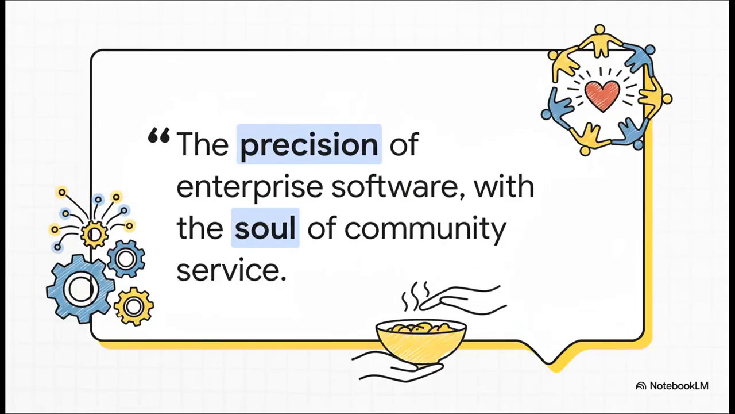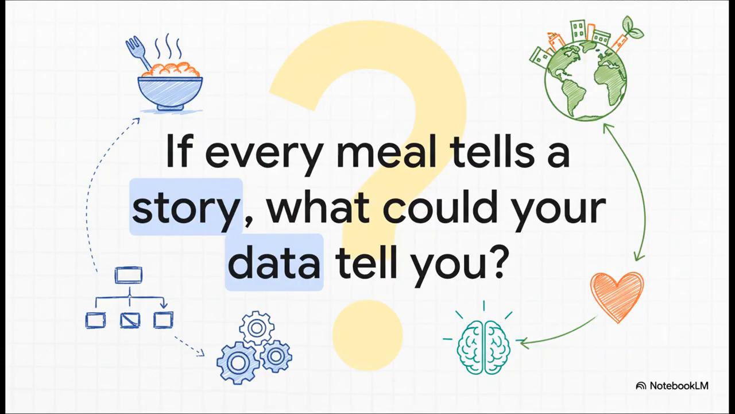And it really all comes back to this idea. This isn't just some kitchen management software. It's a whole ecosystem that brings the incredible precision of enterprise software together with the heart and soul of community service. It's all about making sure every single meal is served with dignity, with accountability, and with care. Which really just leaves us with one final thought. If every single meal tells a story, what could your data tell you? Because when you can track the journey with this kind of detail, you're not just serving food anymore. You're actually building a smarter, a more compassionate, and a more sustainable future for your community.